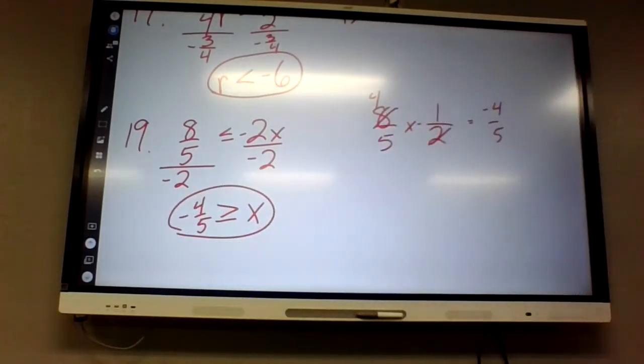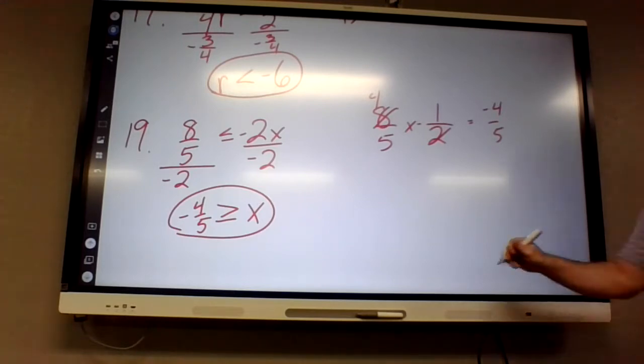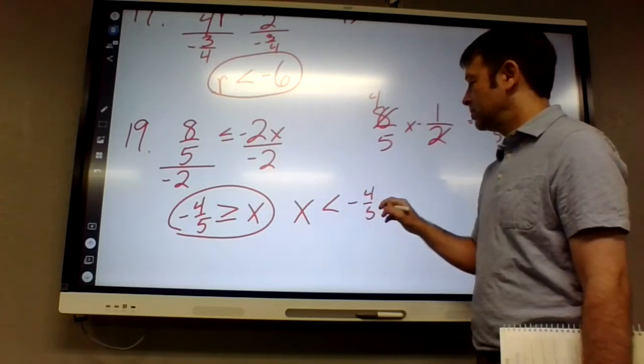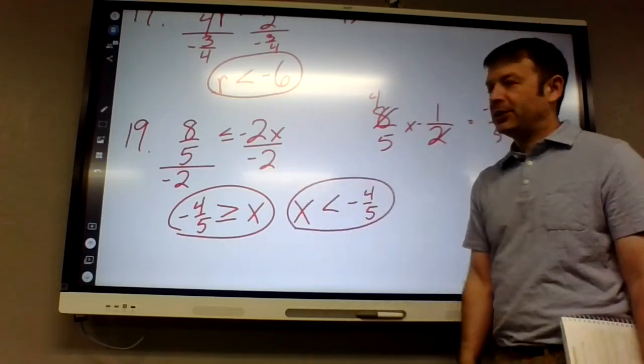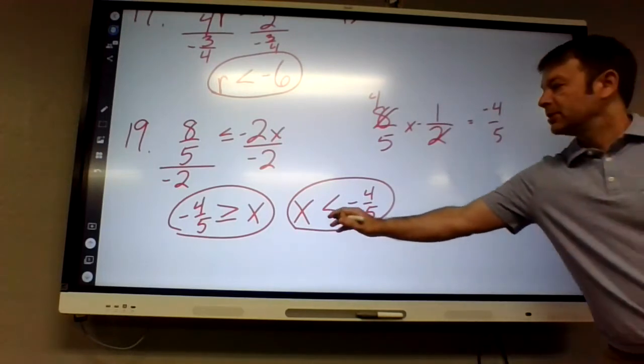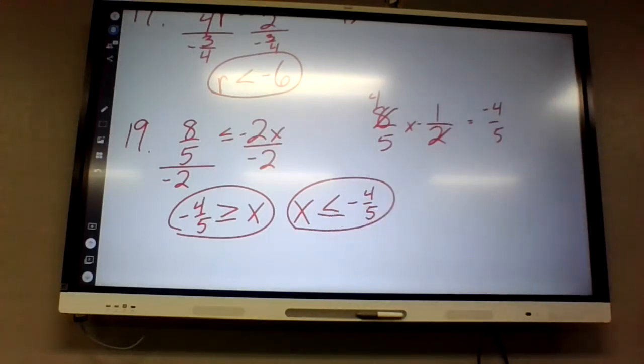Does it matter where you put the x? Yeah, you could put the x on the left, but if you did, you would need to switch the inequality. So you have to be careful if you switch the order. Forgot the equal to sign.